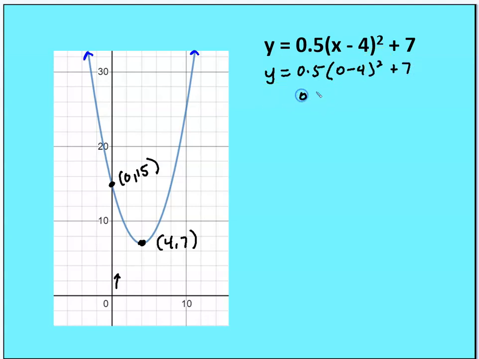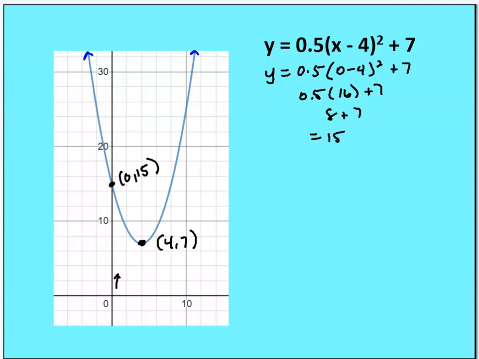And then I end up with 0.5 times 16 plus 7, which is 8 plus 7, which is equal to 15.